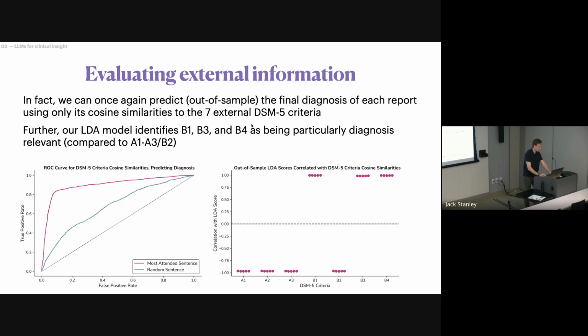So you can see here this pink line shows using the most attendance sentence in our report. We get pretty good prediction accuracy using only these 7 DSM-5 criteria similarities. Whereas if we use some random sentence from a report that is not necessarily autism relevant, we get much worse performance here. And looking at the correlations of the LDA scores with these similarities, we can see that B1, B3, and B4 are in the direction of predicting autism, whereas the other ones are actually, if anything, corresponding to the opposite diagnosis.